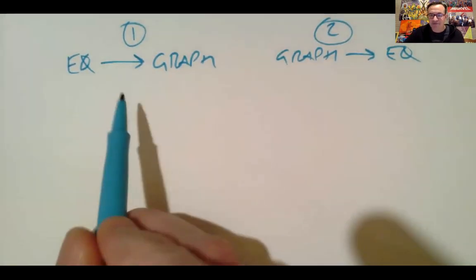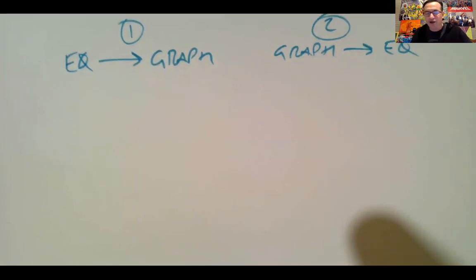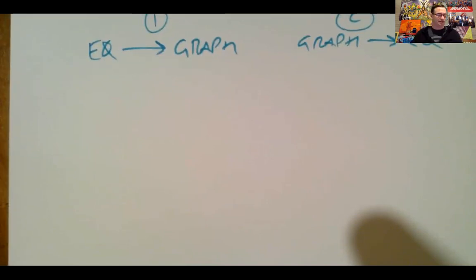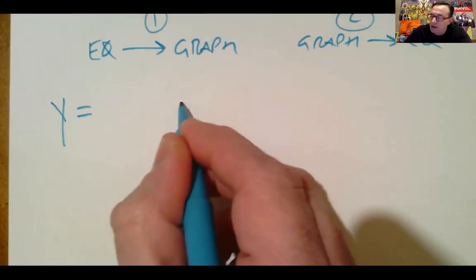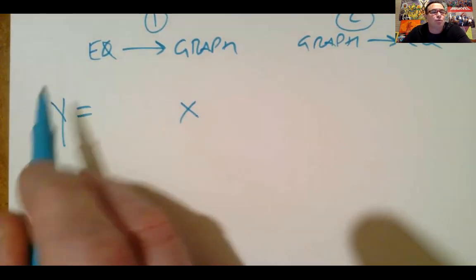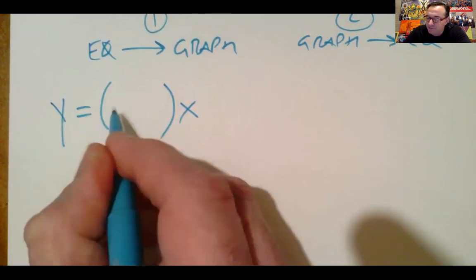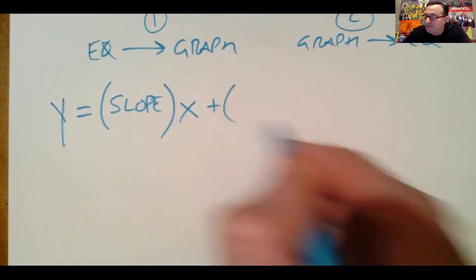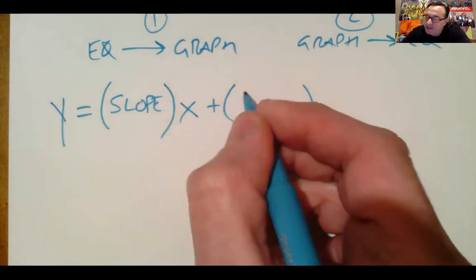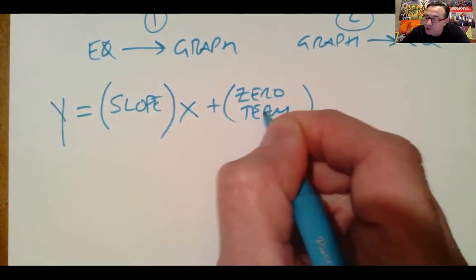When we look at this very first one, equation to a graph, I do want to make sure that we can look at this from the perspective of what the general form of this looks like. So every equation is going to have a y equals, and there's going to be an x. So there's always y equals stuff with an x. What you're going to have in front of the x is going to be the slope, plus then you're going to have just a number on its own. This is going to be your zero term, or the place that you start the graph.